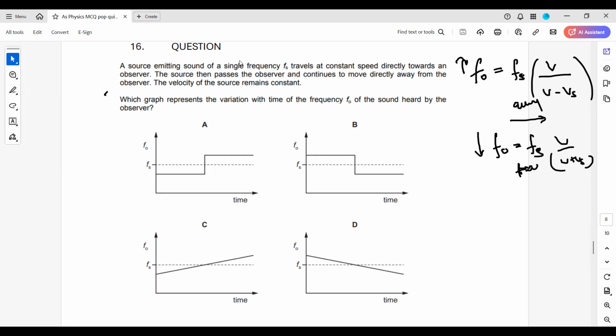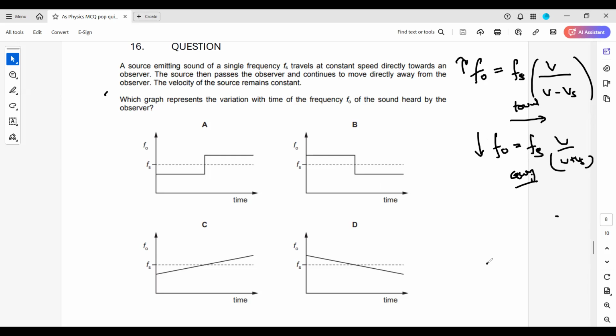Now, the source is emitting a sound with a frequency of Fs, and it is moving at a constant speed. If it is moving towards the observer, the frequency is higher, and when it is moving away, the frequency will be lower. So in the question, it is directly moving towards the observer.